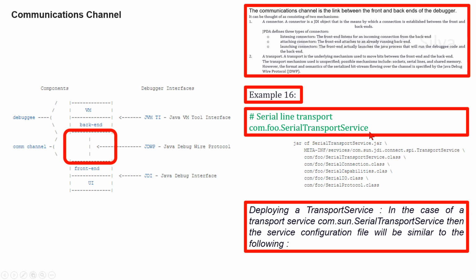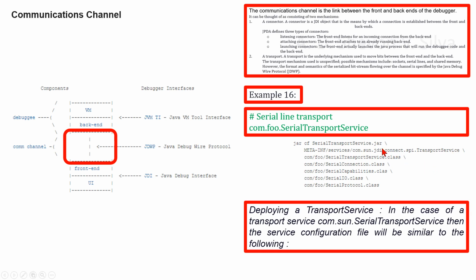The transport service is deployed in a similar manner to the connector. Deploying a transport service requires packaging the classes for the transport service implementation into a jar file, along with the service configuration file that lists the fully qualified class name of the transport service.